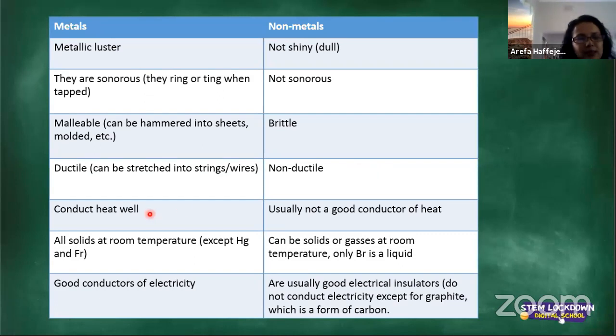Metals can conduct heat, and non-metals are usually not good conductors of heat. All metals are solids at room temperature, while non-metals can be solids or gases at room temperature. Metals are good conductors of electricity, and non-metals are usually good electrical insulators. That means they do not conduct electricity.